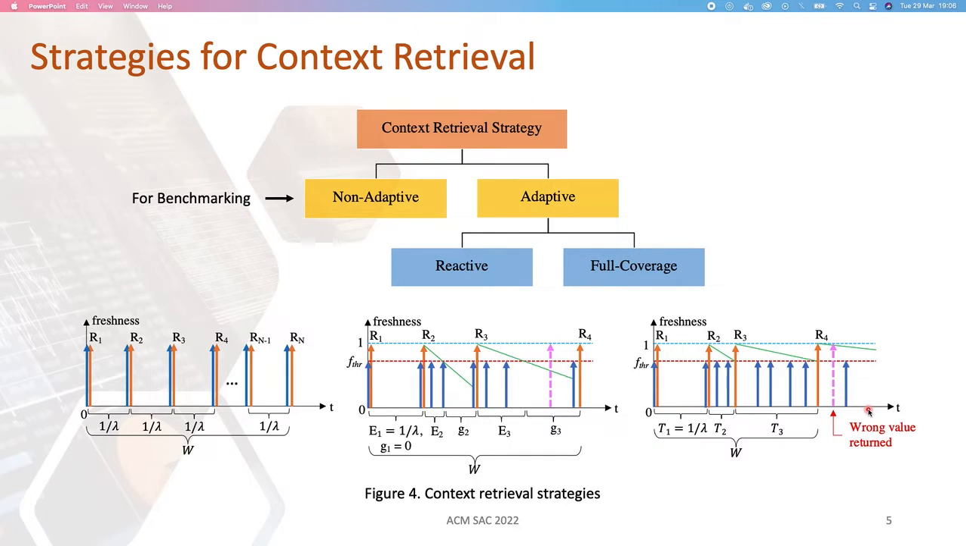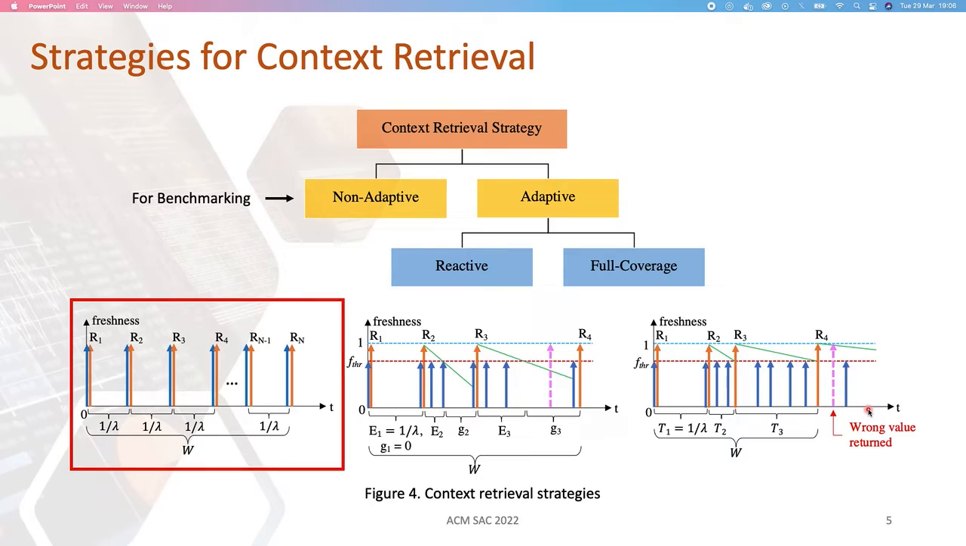So for this, we developed and evaluated two adaptive retrieval strategies, reactive and full coverage, which benchmarked against the non-adaptive strategy. The non-adaptive retrieval could be viewed as the redirect mode or retrieving for each context query. It's cache oblivious but guarantees maximum freshness of data. But it could also be useful if the cost of transmission is significantly lesser than the cost of caching.